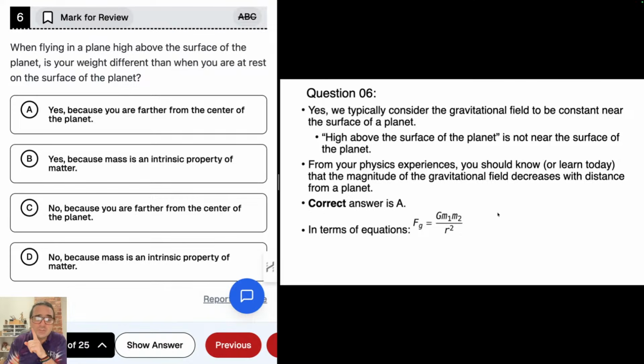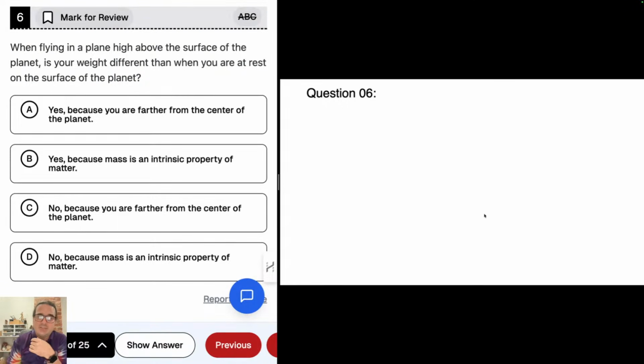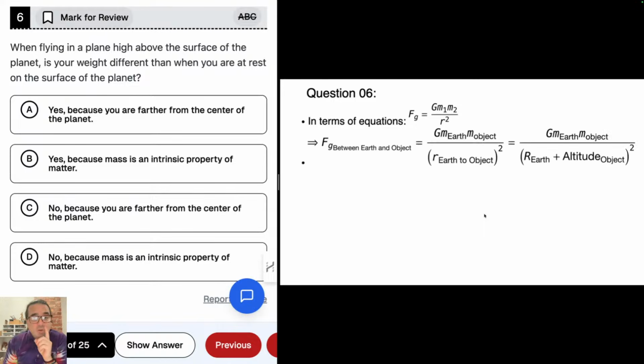Okay. So in terms of equations, you need to use this equation. Newton's universal law of gravitation: the force of gravity equals big G, the gravitational constant, times mass 1 times mass 2, divided by r squared, where r is the distance between the centers of mass of the two objects. So for this particular case, that's going to be the universal gravitational constant times the mass of the Earth times the mass of the object, divided by the radius of the Earth plus the altitude to the object, that quantity squared.